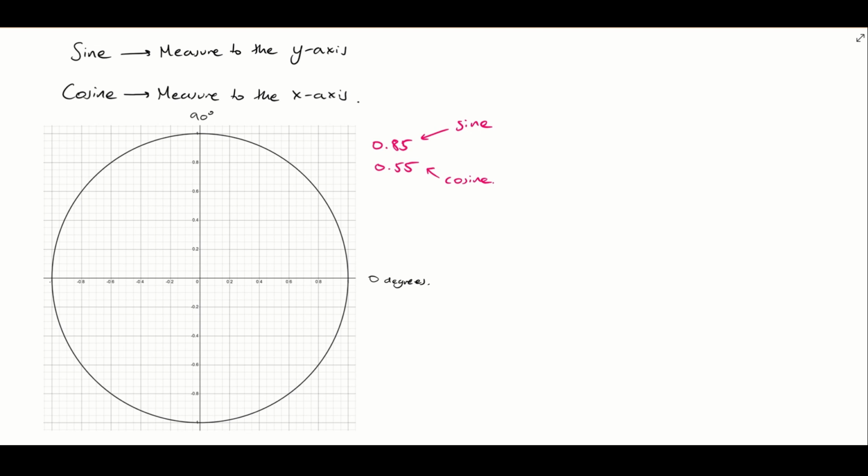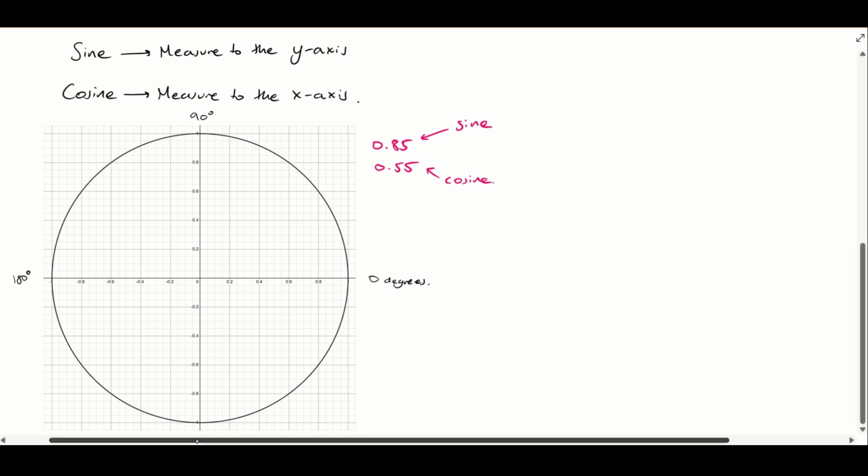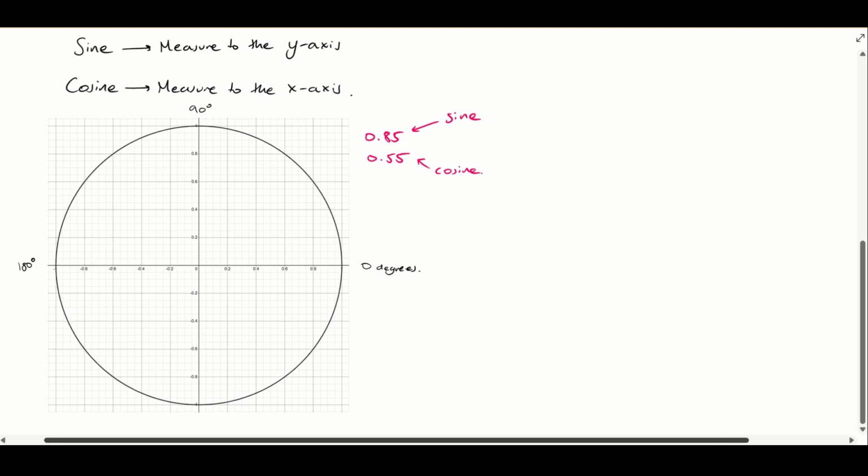Because we would go from 0 up to 90, and then around to 180 degrees, and then around to 270 degrees, and then around to 360 degrees again, right, which lies on my 0 degree line. So these are the same, right?